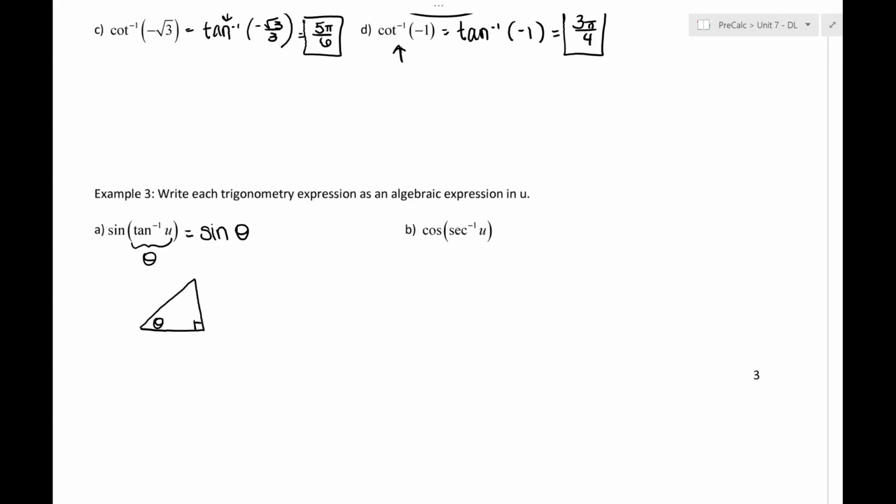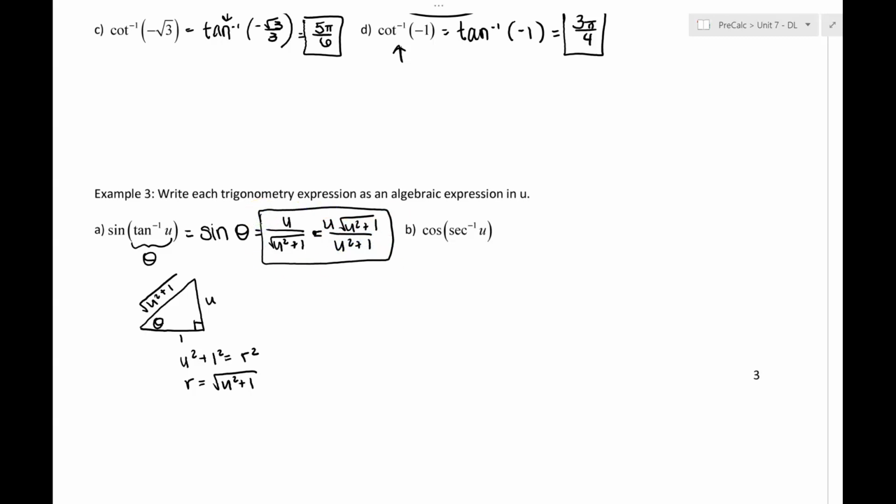Whew, that was rough. Okay, so tangent is opposite over adjacent. We're going to use our Pythagorean theorem to figure out what the hypotenuse is. So it is the square root of u squared plus 1, which means that sine is opposite over hypotenuse. If we want to rationalize, multiply by the denominator. So we get u times the square root of u squared plus 1 all over u squared plus 1. I'll take either answer. Don't want to rationalize? Don't. These get a little wicked.